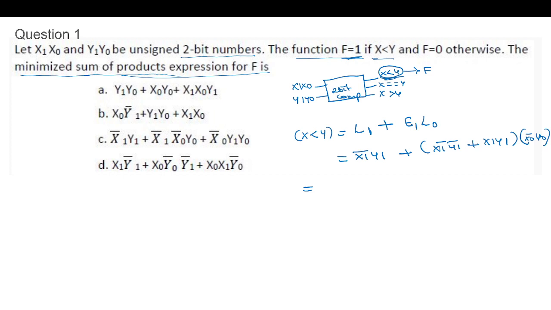So this is x1 bar y1 plus, I will multiply this inside, x1 bar x0 bar y1 bar y0 plus x1 x0 bar y1 y0. So this is the expression. Now we will get the minimized expression. So I will use a K-map. Any answers for this question?